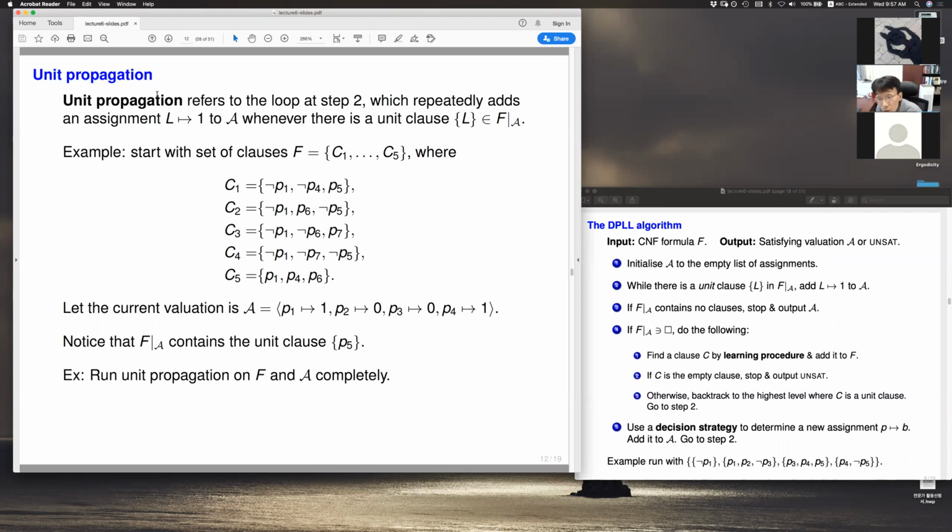So I think the best way to understand it is to actually run it. I will give you about 3 minutes to solve this exercise. Here's an example formula F, and here's the current valuation A. I didn't annotate them with implied or decision, but this is the current valuation A. Now F simplified under A has a unit clause P, so run this unit propagation step, which is step 2, until it finishes. You will make many decisions here, so try to do this. I will give you 3 minutes.